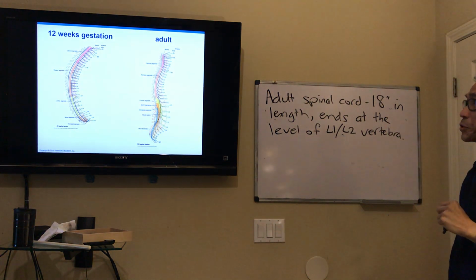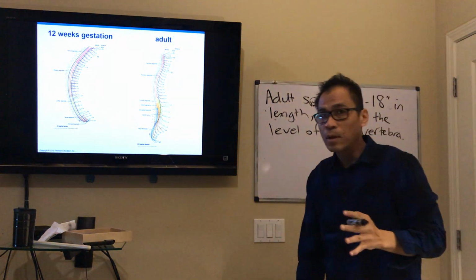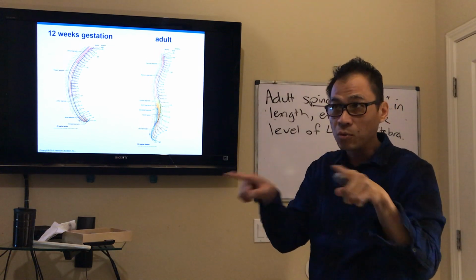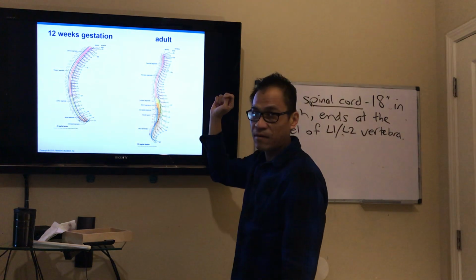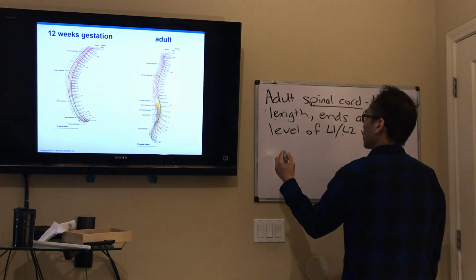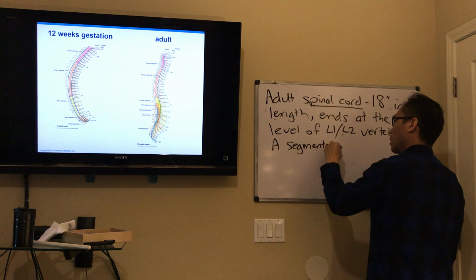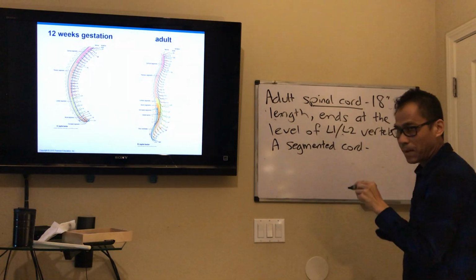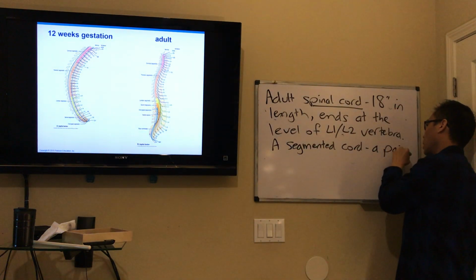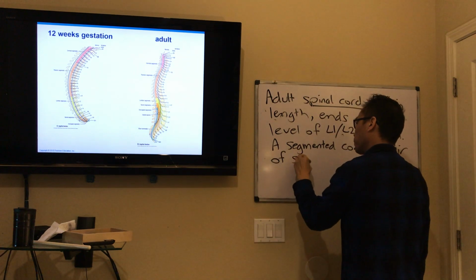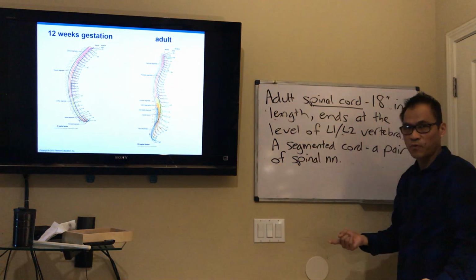One last thing to note on this picture is I want you to think of this 18-inch cord as a segmented cord. And at each segment of cord, you issue a pair of spinal nerves. And you can see the spinal nerves exiting the vertebral column at every level. A segmented cord, a pair of spinal nerves issued at each segment. NN is my shorthand for nerves.